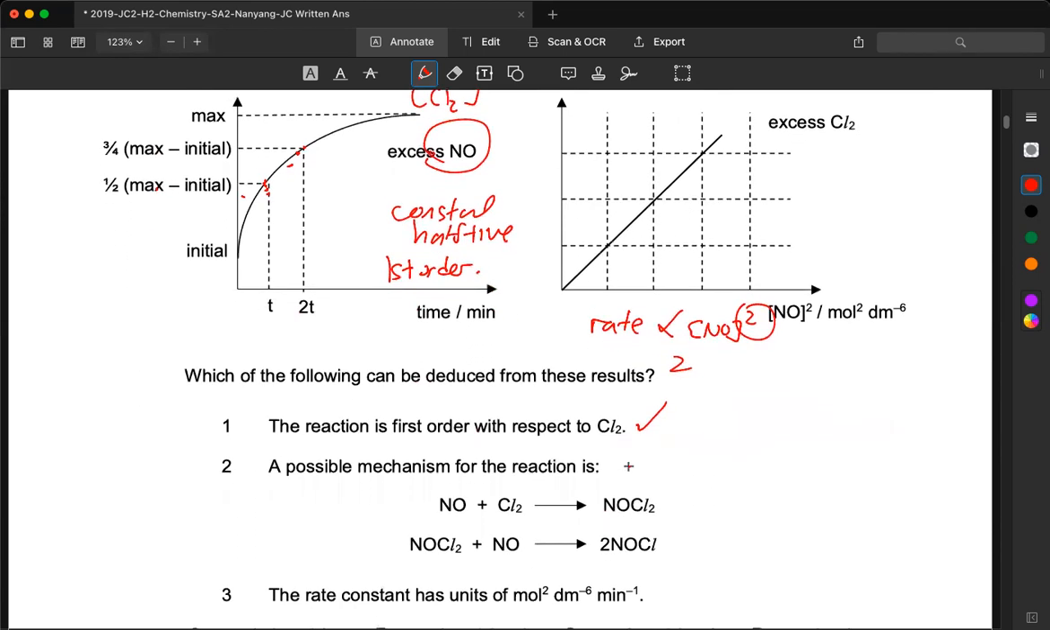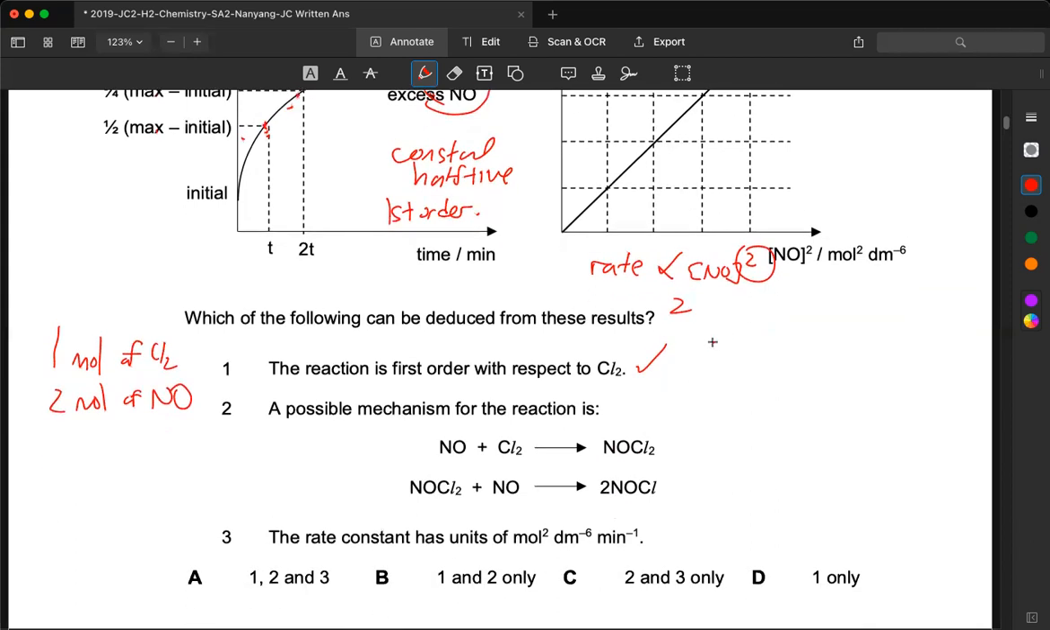Okay, statement 2 tests whether you can draw the link between order of reaction and the stoichiometric coefficient in the mechanism. Since it's first order with respect to Cl2 and second order with respect to NO, it tells us that one molecule of Cl2 and 2 molecules of NO take part in the reaction, up to and including the slow step of the reaction. For the given mechanism, where the slow step is the second step, the mechanism will be consistent with the rate equation.